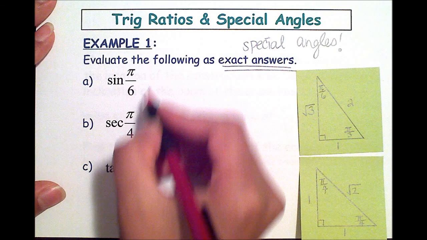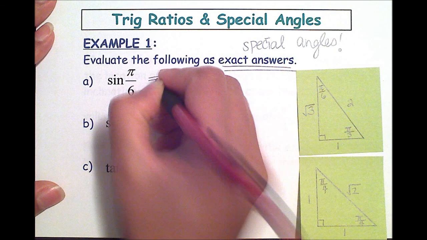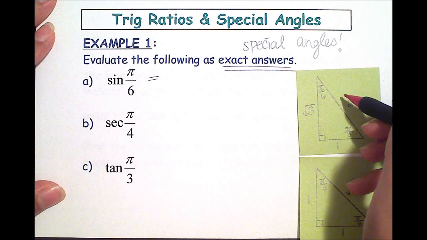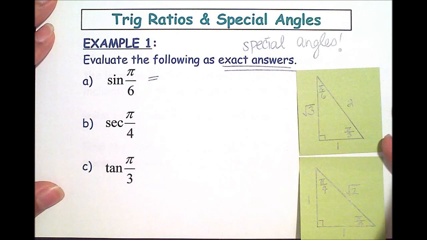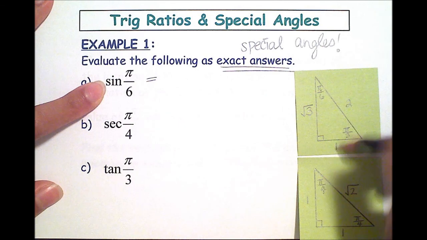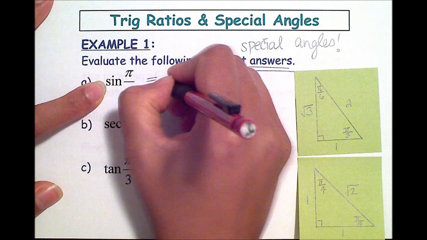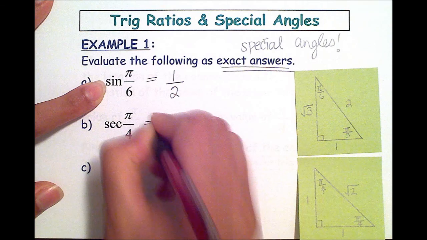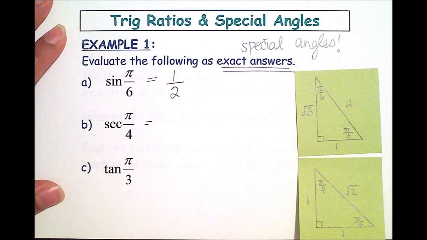So if I'm looking at sine of pi over 6, I'm going to look at the special triangle that includes pi over 6. And I'm looking at the sine of it. So I'm looking at the opposite side versus the hypotenuse, which would give me 1/2. And that's all you're doing there. You're just looking at what the ratio would be.